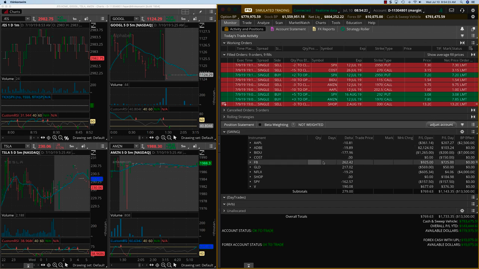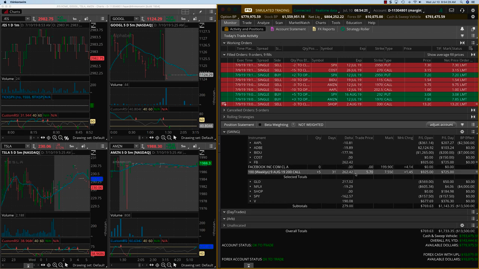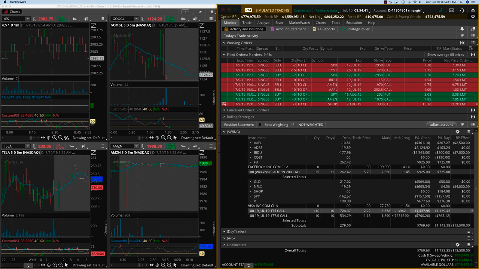Also, now you can see Facebook is up nicely. Facebook was up nicely today, so that's up 925. And so if you look at the position itself, that's about a 40% return right there. And so tomorrow I'll be taking Facebook off, and I'll also be taking Visa off, because as you can see, Visa is a debit spread.